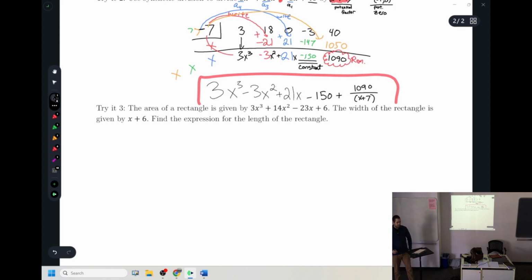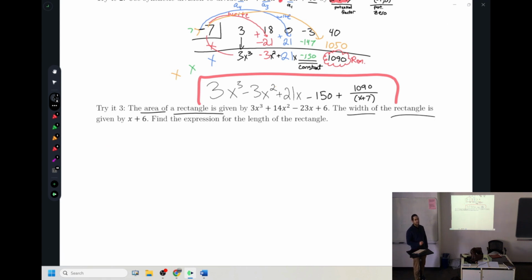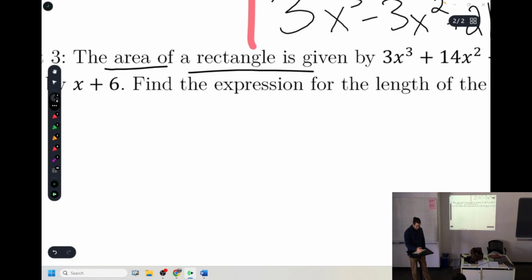Alrighty. Here we go. They gave us the area of a rectangle, and they gave us the width of a rectangle. And I bet there's a formula that has those two things in it. Area equals length times width. And you know what the problem asked for? I'm still zoomed into it.